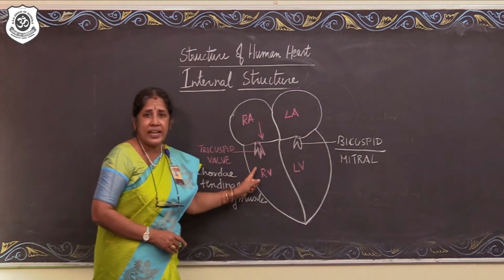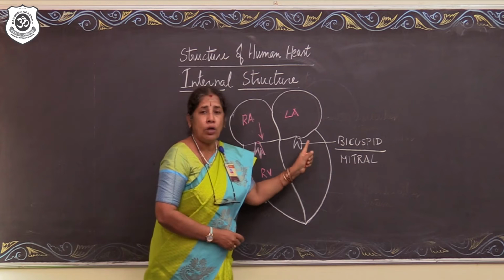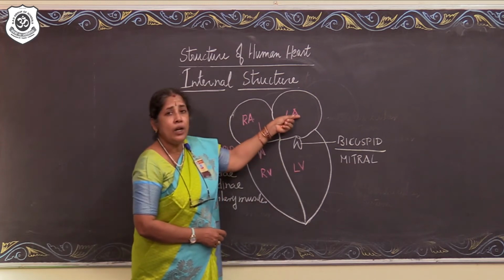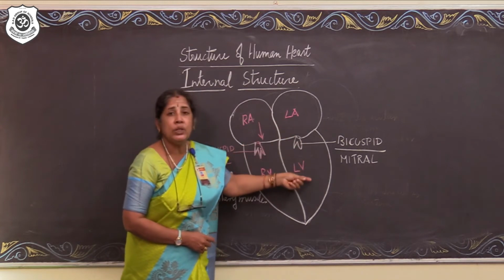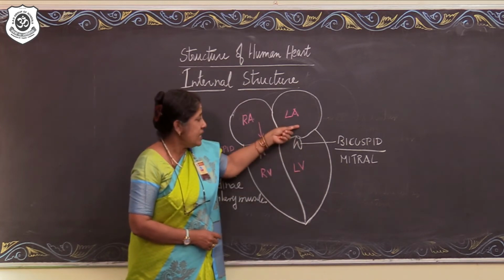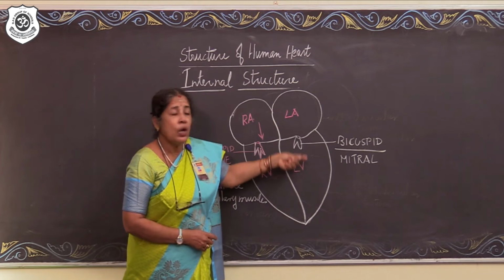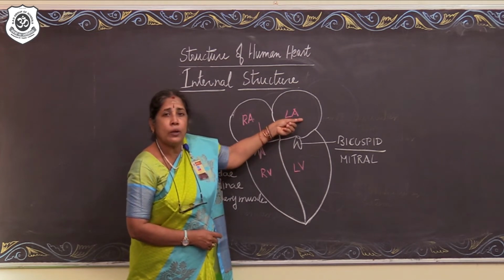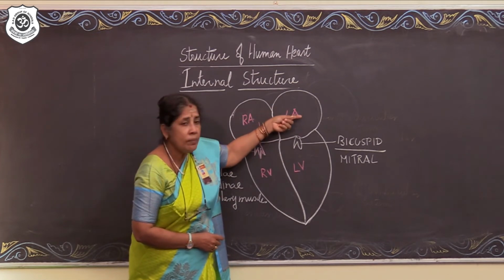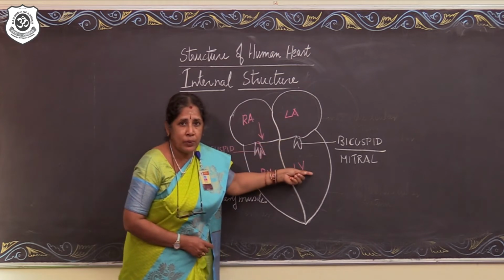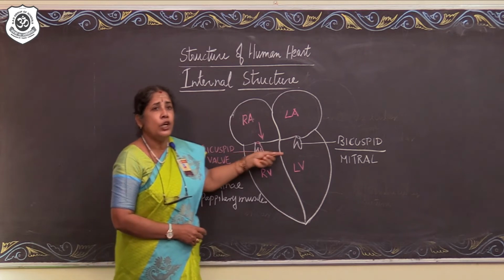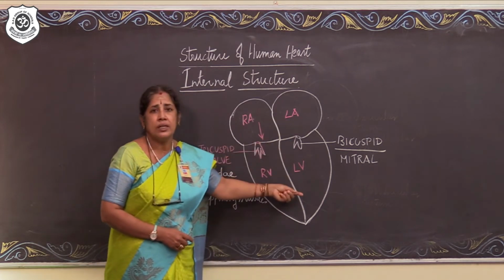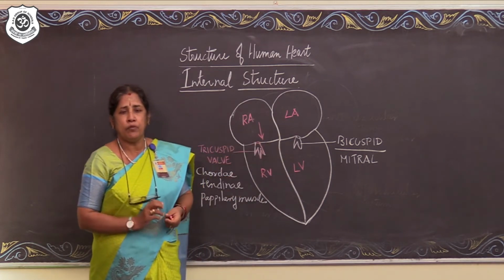Now, just like the tricuspid, the bicuspid also ensures that the blood is always moving from the left auricle into the left ventricle. So these are unidirectional valves which will allow the movement of blood from the left auricle into the left ventricle. So these valves are there in place to make sure that this is the direction in which the blood flows.